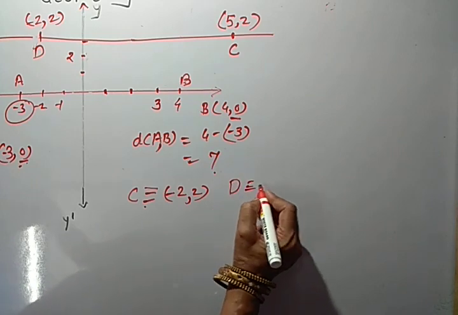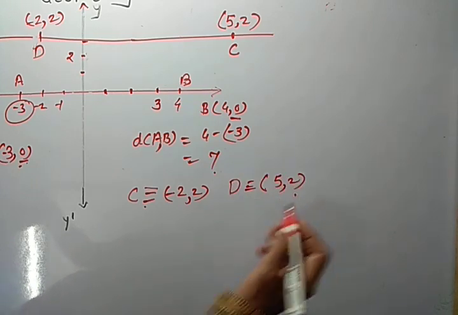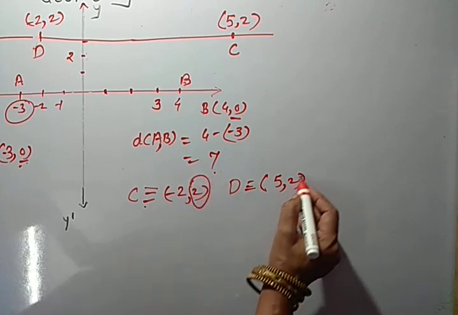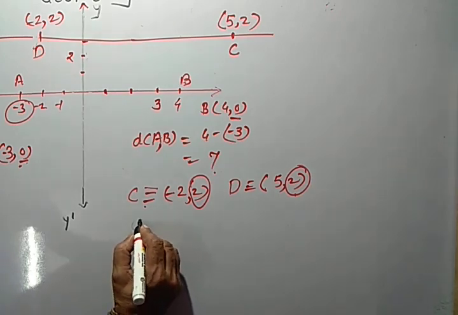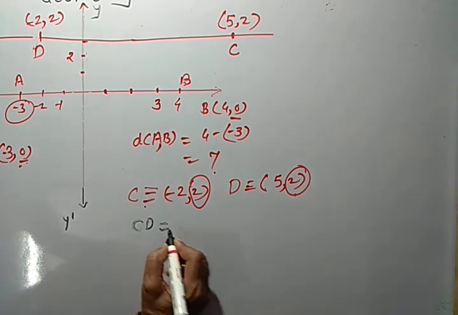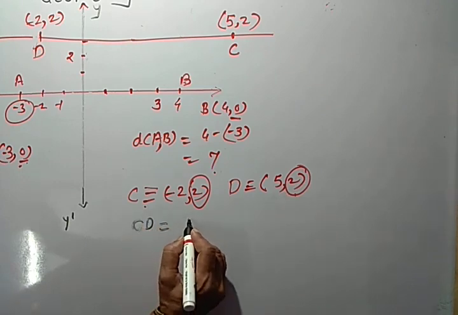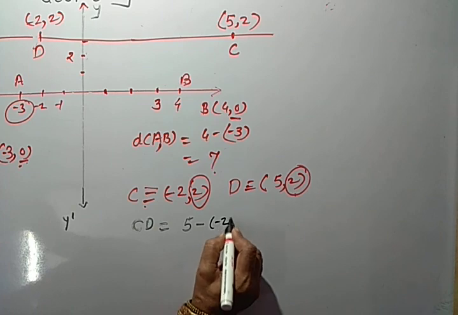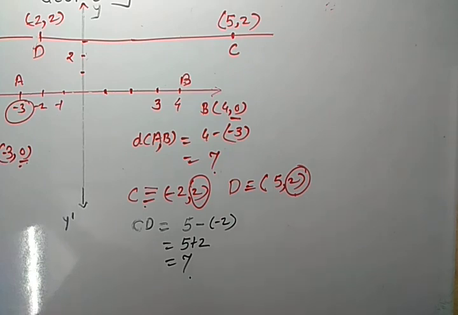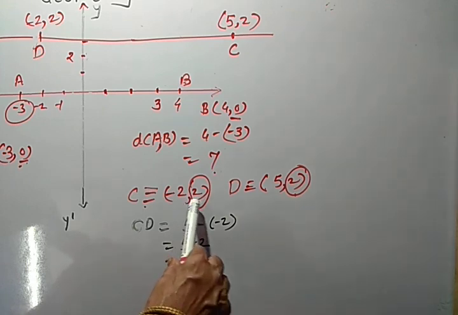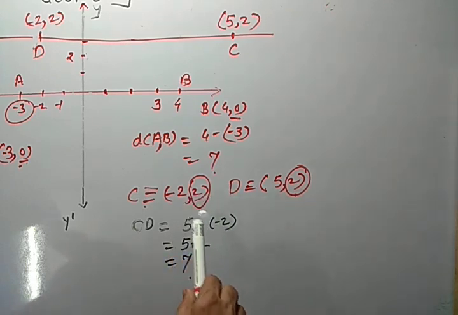D is 5, 2. Now look, here the y coordinate is the same. Can you see? And therefore distance CD is equal to 5 is bigger, -2 is smaller. Therefore 5 minus -2, that is equal to 5 plus 2, that is equal to 7. So no need to use any other formula for such points where either the x coordinate of both the points is same or the y coordinate of both the points is same.